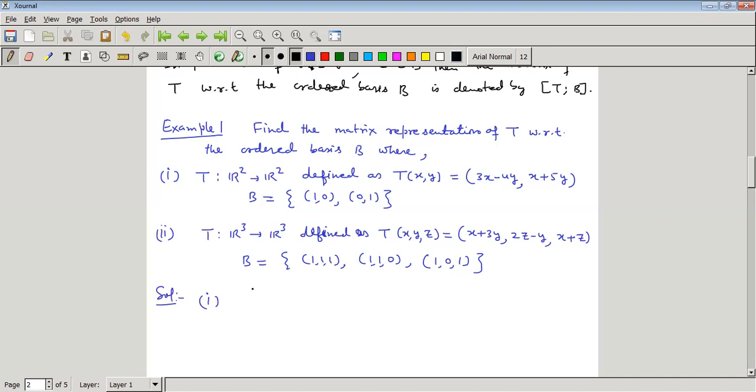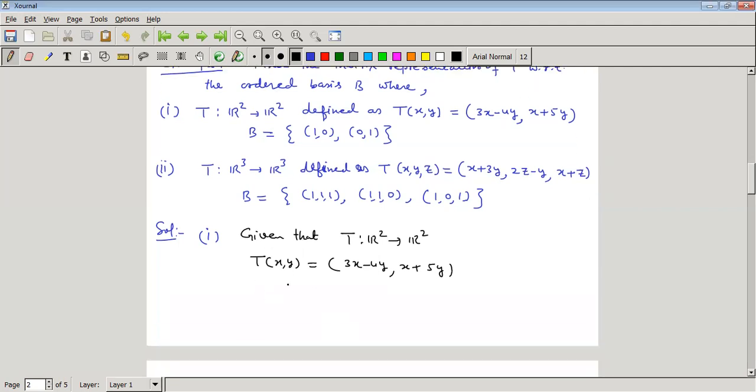So what is the given transformation? Given that T is a mapping from R2 to R2. This is defined by T(x, y) is equal to (3x minus 4y, x plus 5y). And the set of bases B is equal to the usual bases (1, 0) and (0, 1).